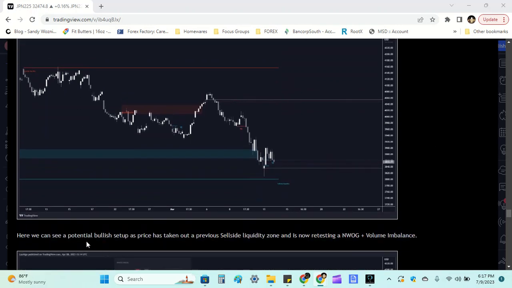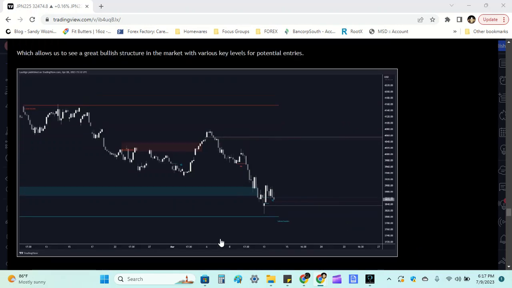Here we can see a potential bullish setup as price has taken out a previous sell side liquidity zone and is now retesting a NWOG, or new week opening gap, plus volume imbalance. So that's here. The new week opening gap is like this red striation here, this here.